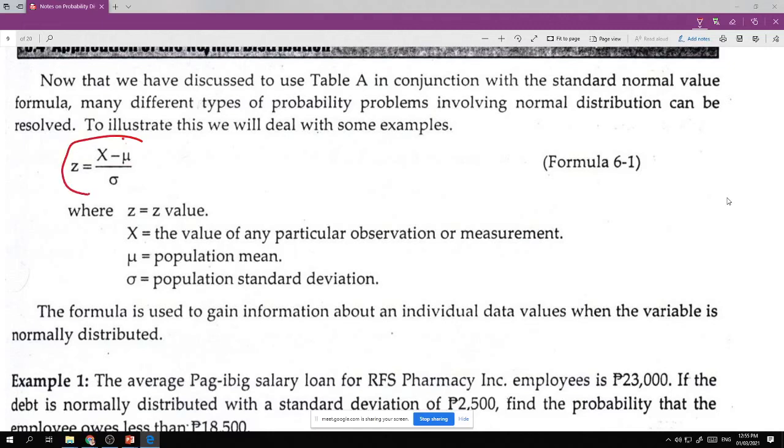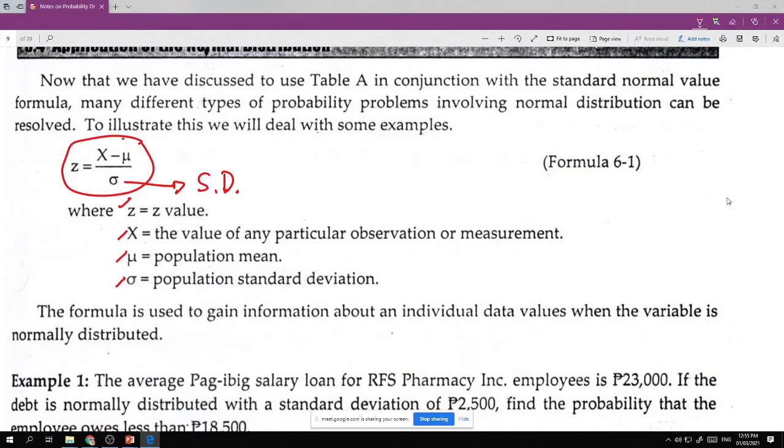Our formula for this in our statistics. So take note, Z is the Z value, X here is the value of any particular observation or measurement. Mu is the population mean. This symbol here is the symbol for the population standard deviation. So simply, this is the standard deviation.